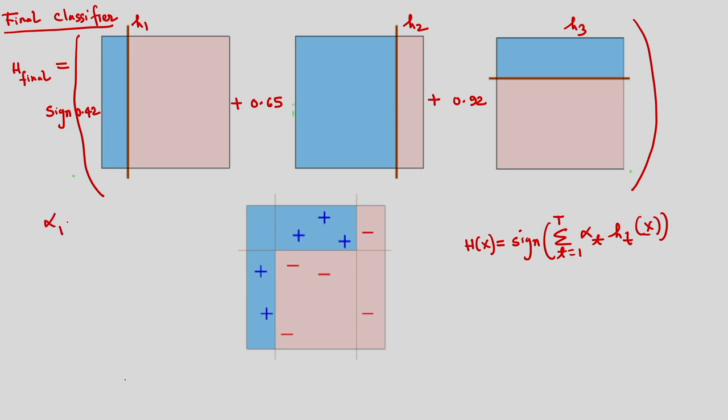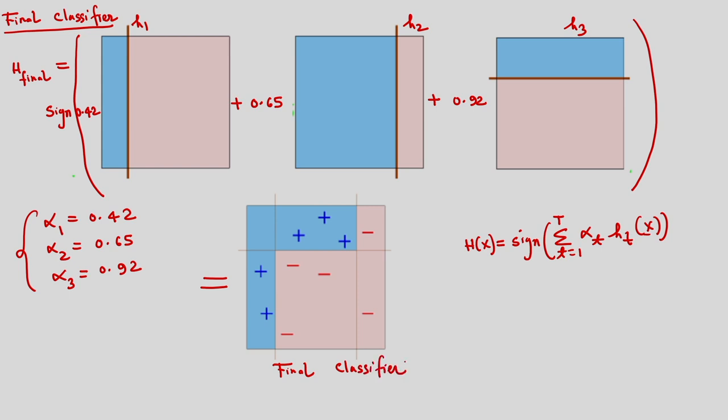So, earlier we computed alpha 1, if you see my previous slide. Alpha 1 I computed like this, it is 0.42, alpha 2 the value was 0.65, and alpha 3 I computed like this, 0.92. So that means after combination I am getting this output. So this is the final classifier. So this is the final strong classifier. So H1, H2 and H3, these are combined, and finally I am getting the final classifier.